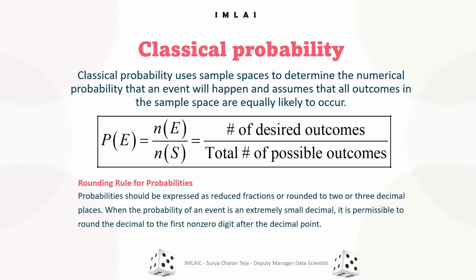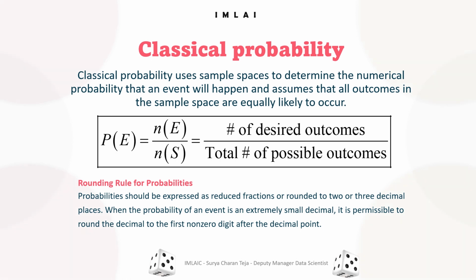Classical probability uses sample spaces to determine the numerical probability that an event will happen, and assumes that all outcomes in the sample space are equally likely to occur, there is no bias. The probability of event E occurring is equal to the number of desired outcomes of event E divided by the total number of possible outcomes, that is, the sample space size.